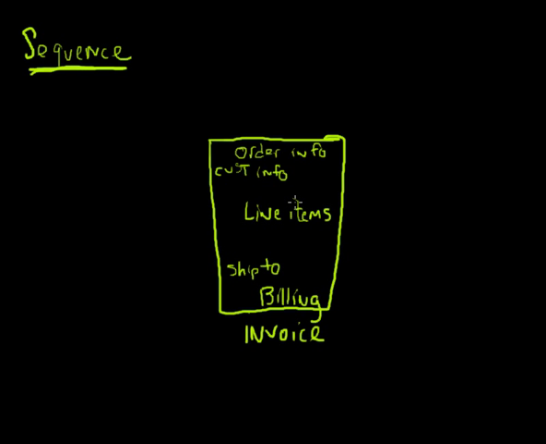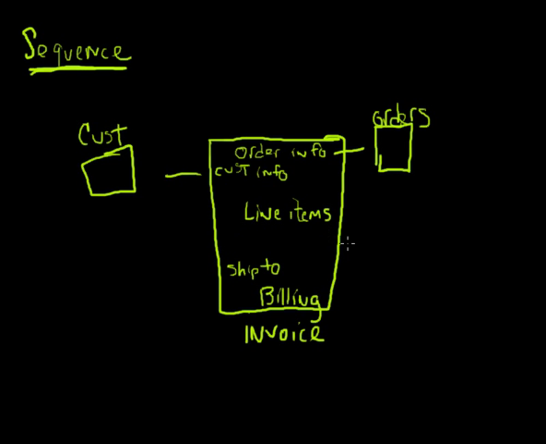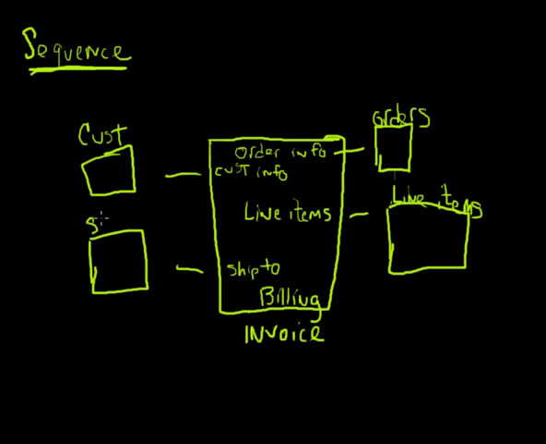Each one of these is probably going to represent a different table inside of our Oracle database, if we set up our database properly. So order info is probably going to go to this table inside of our database called orders. Customer information will be stored in customers. Line items, there'll be a line item table that holds all of our line items. And we'll have ship to information, and finally we'll have billing information. And these are all tables.